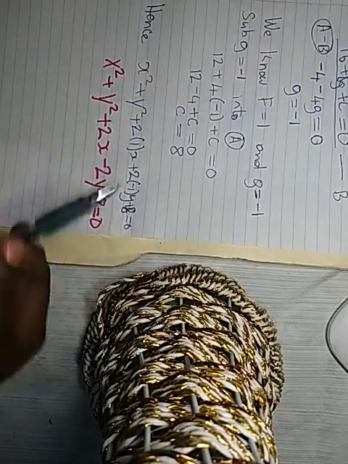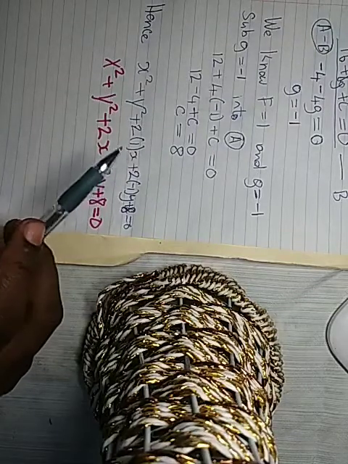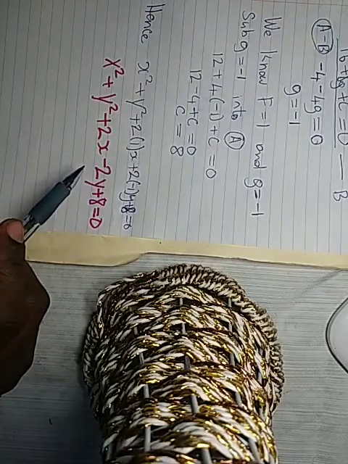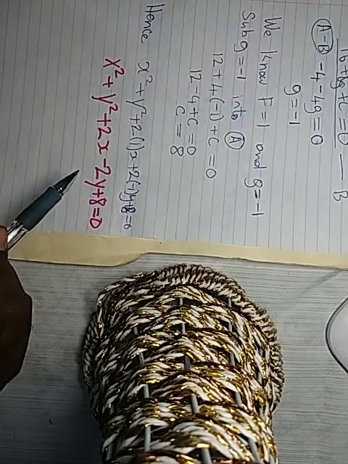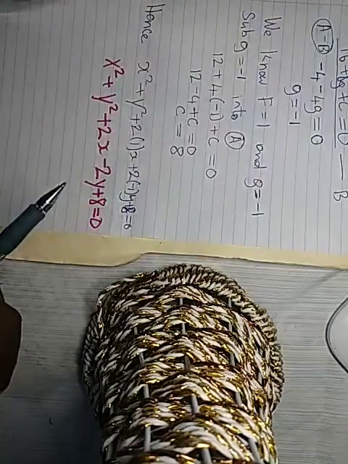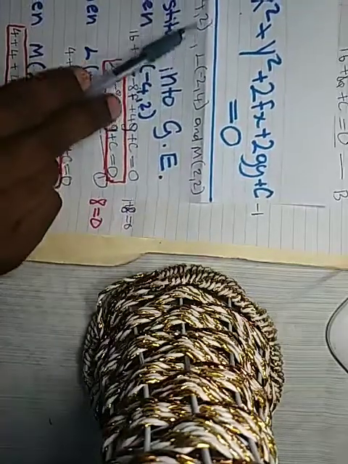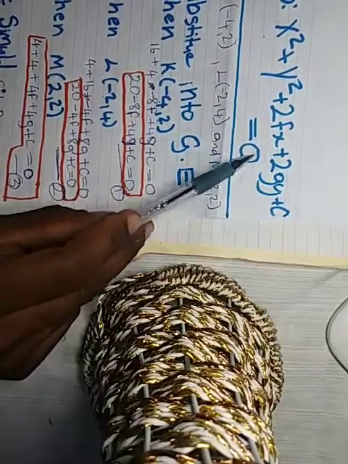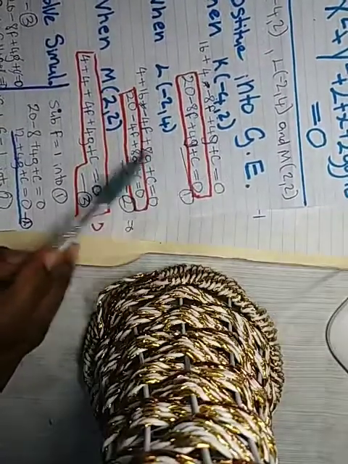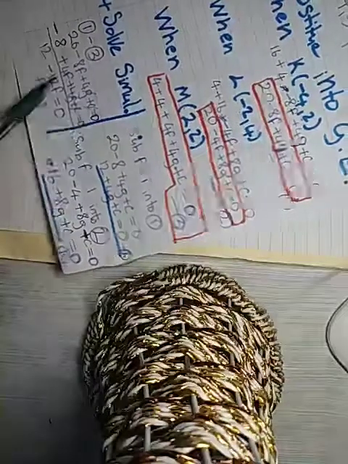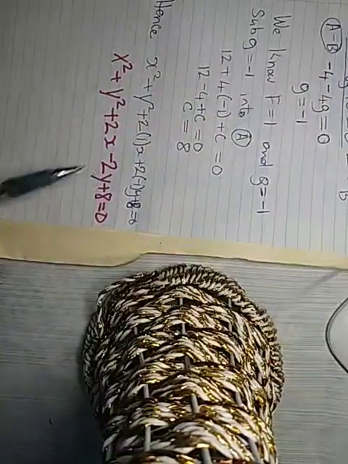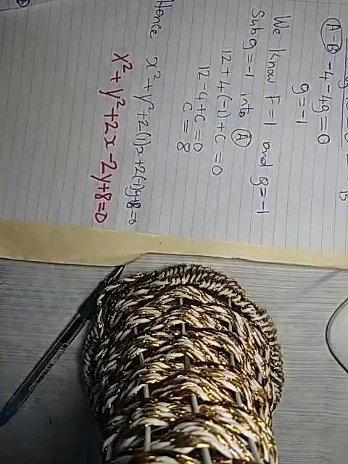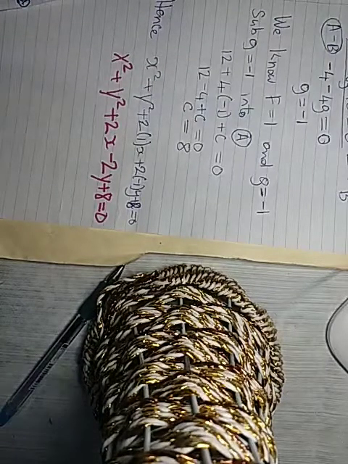All right, so this was another method that we could have used for finding the equation of a circle when we're given 3 points. We could just substitute the 3 values into the general equation. We'll end up with 3 equations. We solve them simultaneously and we'll get the answer.